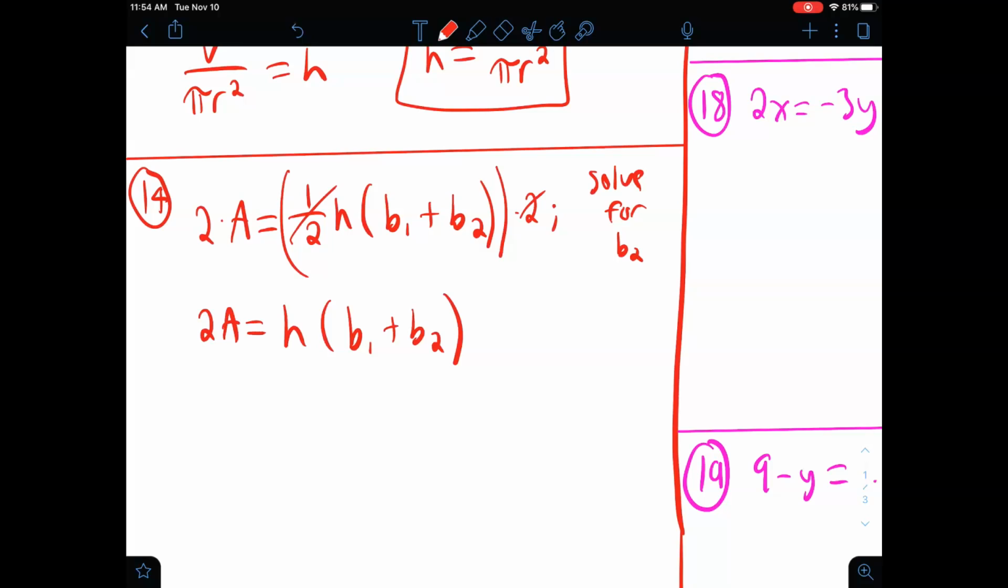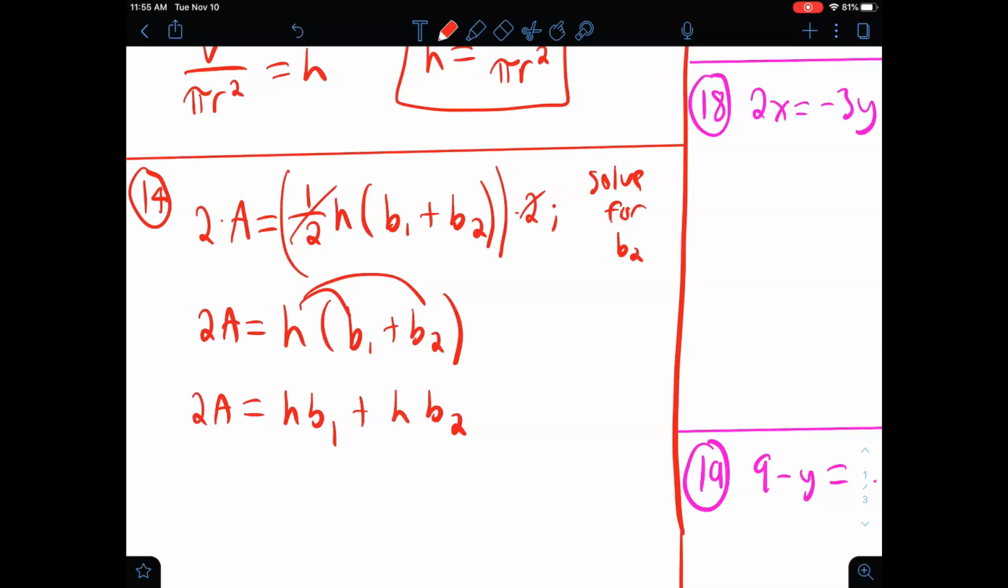Now, what does it look like we should do with this H when it's out in front of the parentheses? It looks like we should distribute, right? Okay, don't write this down. This is what's going to happen when we distribute. So we do H times base 1 plus H times base 2.